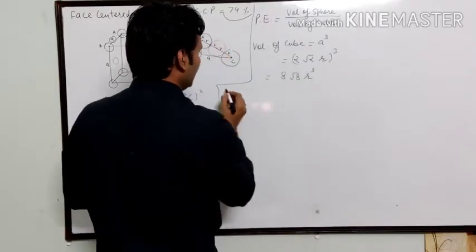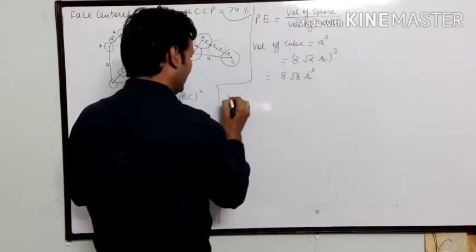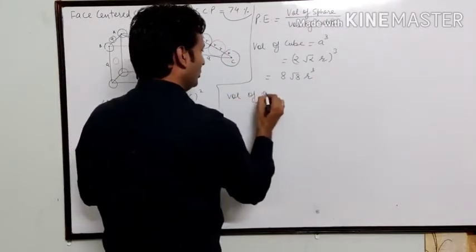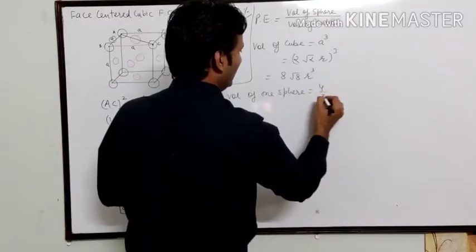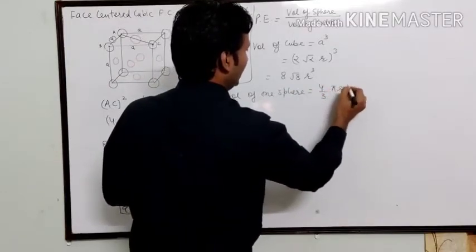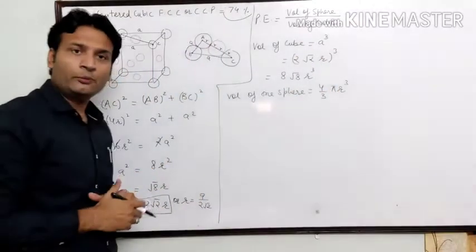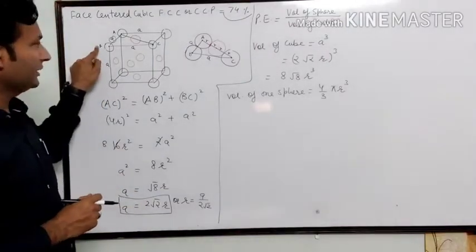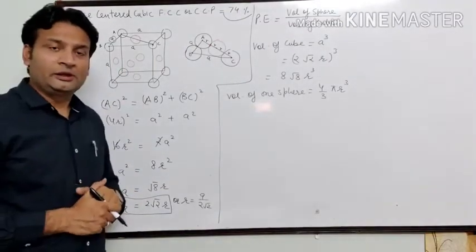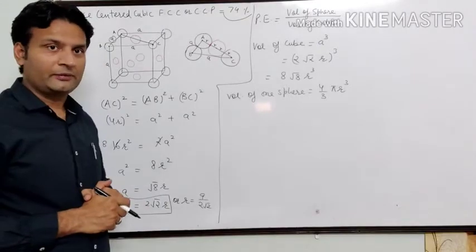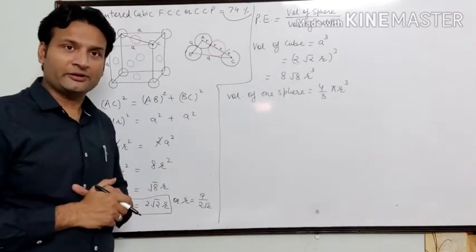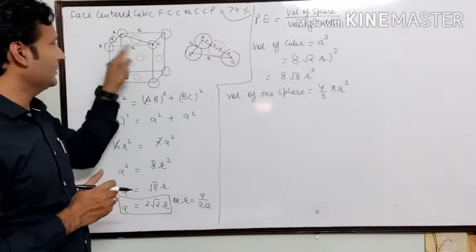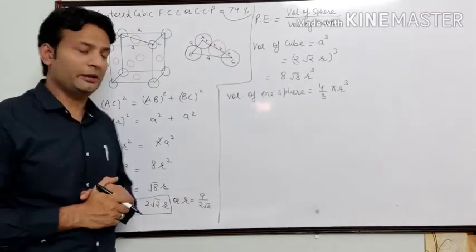Now what is the volume of sphere? As you know, volume of one sphere is equal to 4 upon 3 pi r cube. But as you know, in FCC, particles are present at corner as well as face. So there are 4 particles, 1 at the corner and 3 at the faces. क्योंकि आपने कहा था face के particles 6 होते हैं और उनका contribution 1/2 होता है.